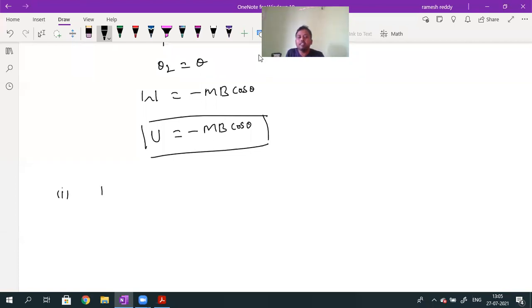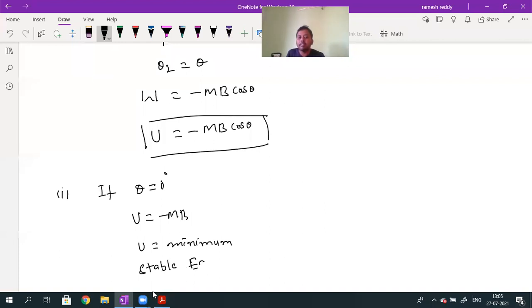Whenever theta value is equal to 0, U value will be equal to minus MB. The potential energy value will be minimum, so U value will be minimum. Negative means minimum. Whenever the potential energy value is minimum, the bar magnet is said to be in stable equilibrium.